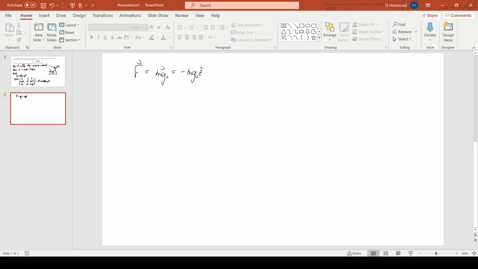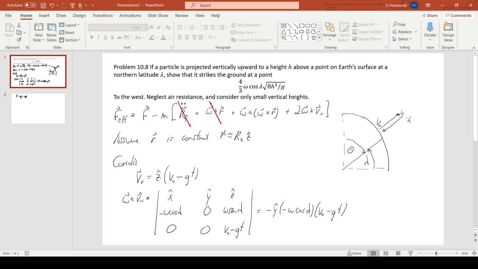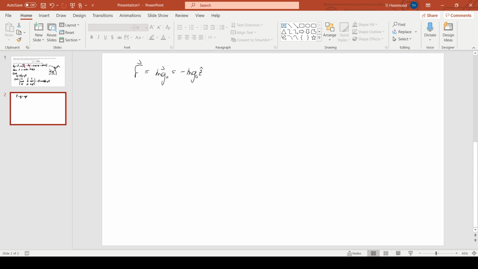Now, as I mentioned, that just takes care of the Coriolis force. Now we can also take care of the centrifugal force. And so that is the omega cross r term. So how do we calculate that? Well, what we need to do first is calculate omega cross r. So we set up our determinant.